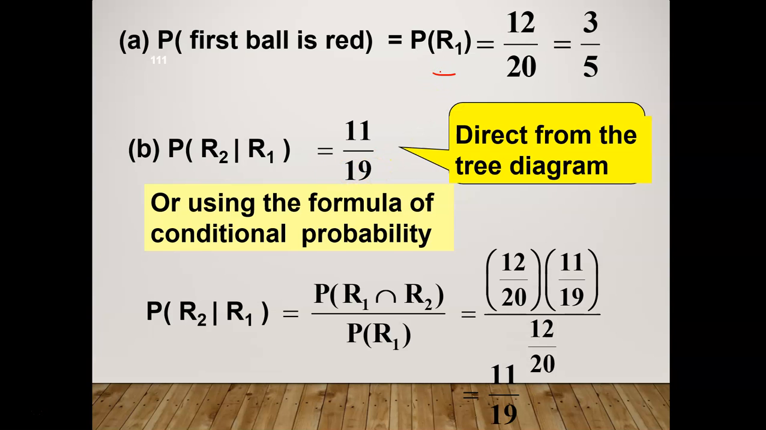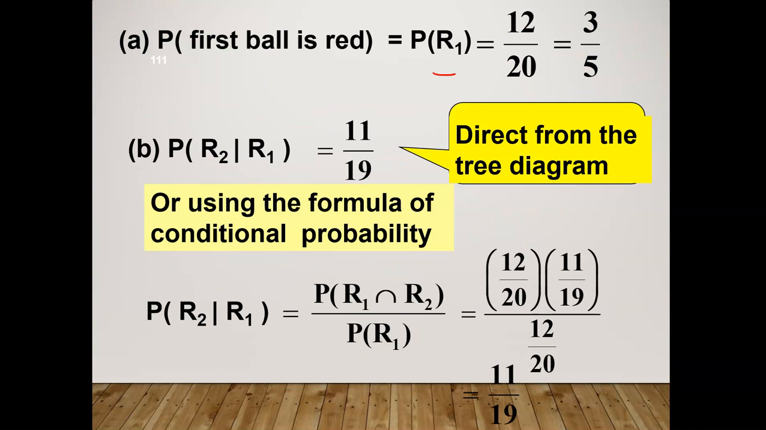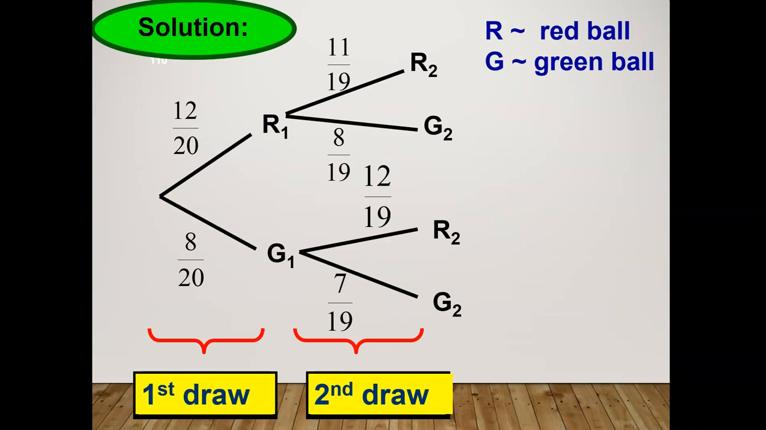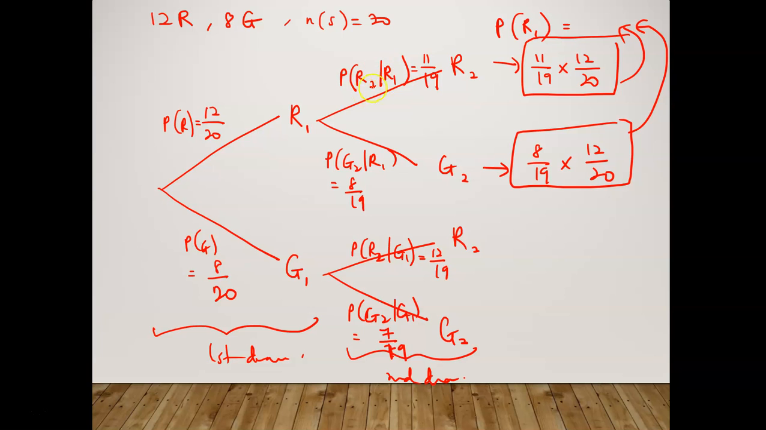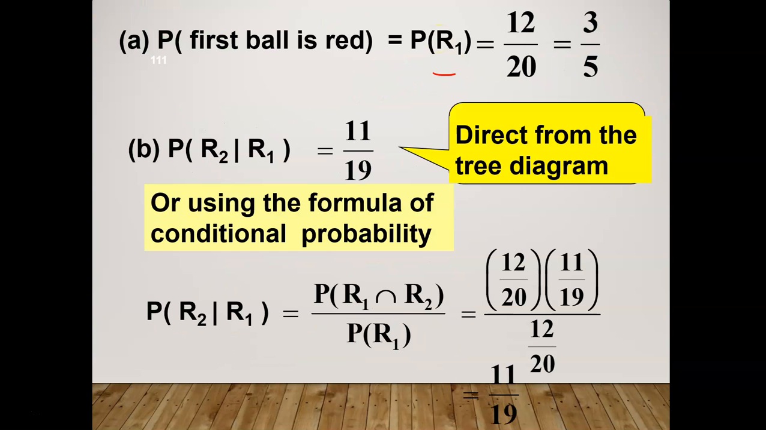Right. So second question is the second one. The second one is red if the first is red, R2 given R1. This one, R2 given that R1. So 11 over 19 direct from the tree diagram. Or use the formula of conditional probability. Boleh? Tidak masalah. Macam ni kan?